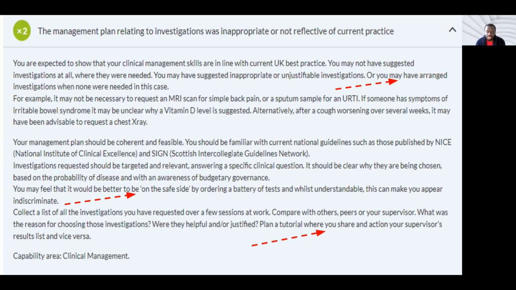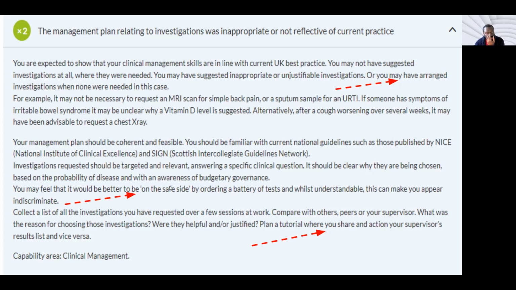But you need to double check with the NICE guideline. Can you refer these patients for physiotherapy, prescribe painkillers without getting an X-ray of their joints? Very likely, yes. So very careful. Don't just do things to be on the safe side. That can make you fail.